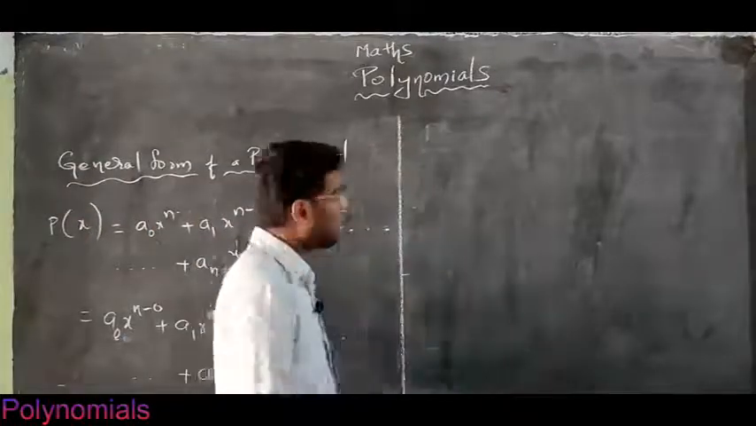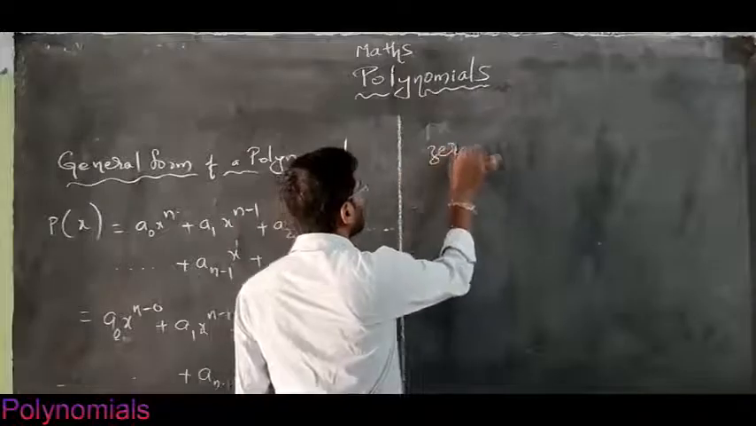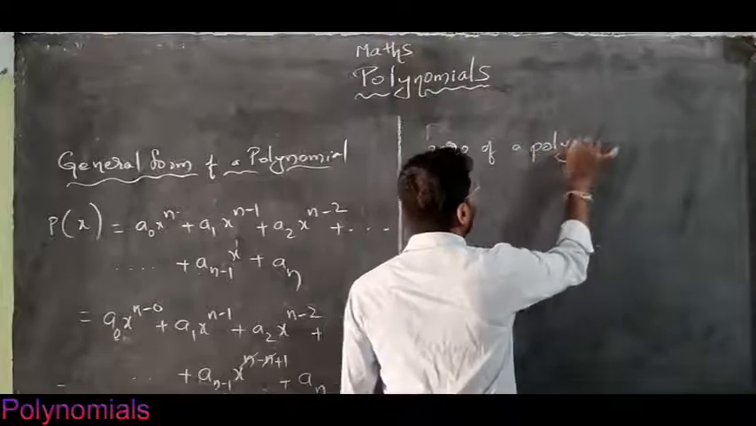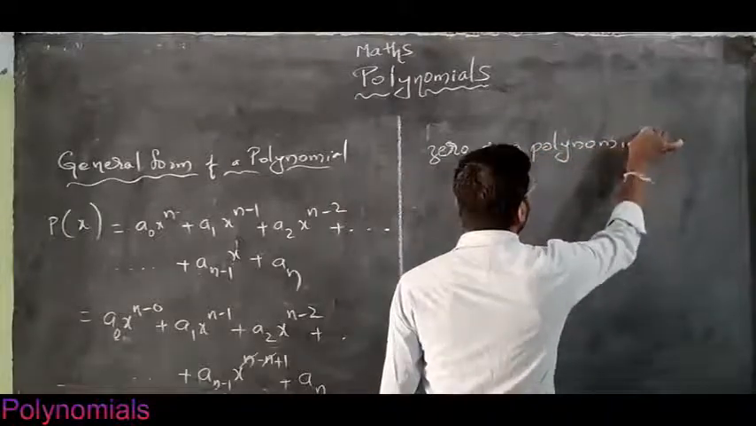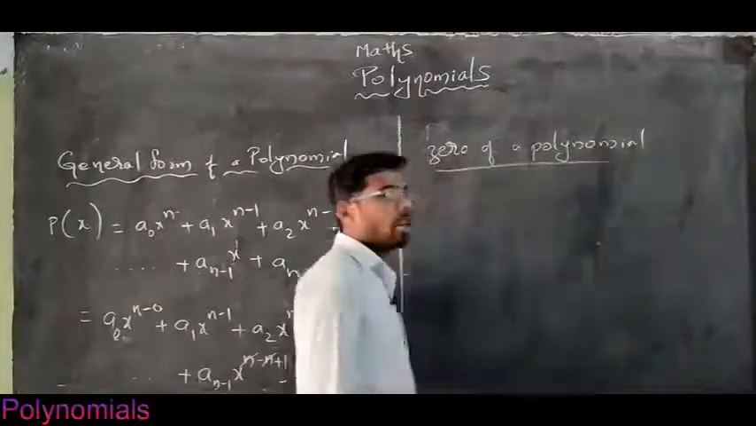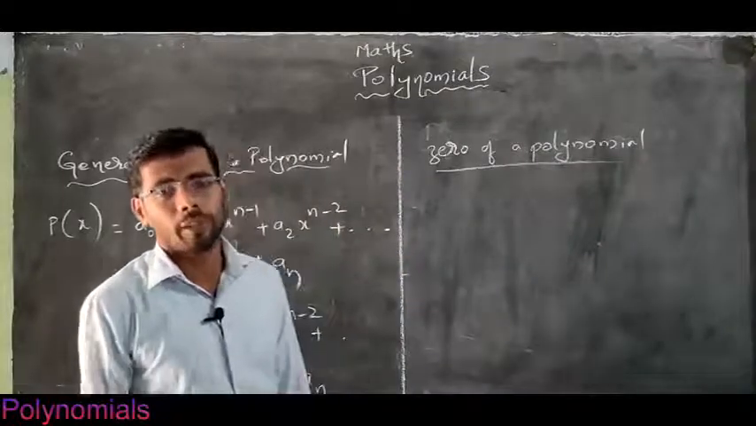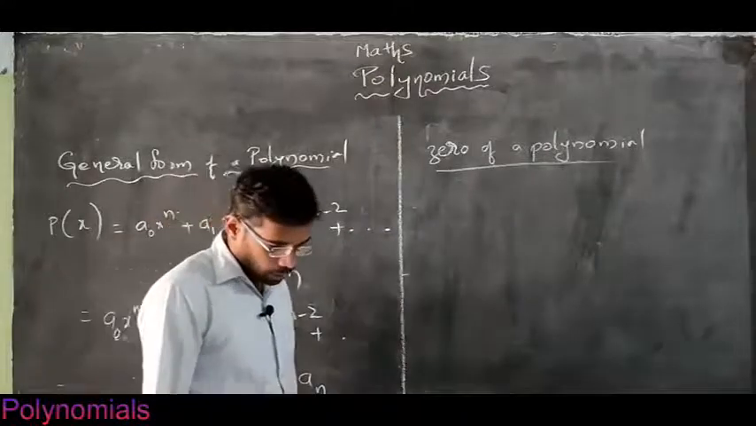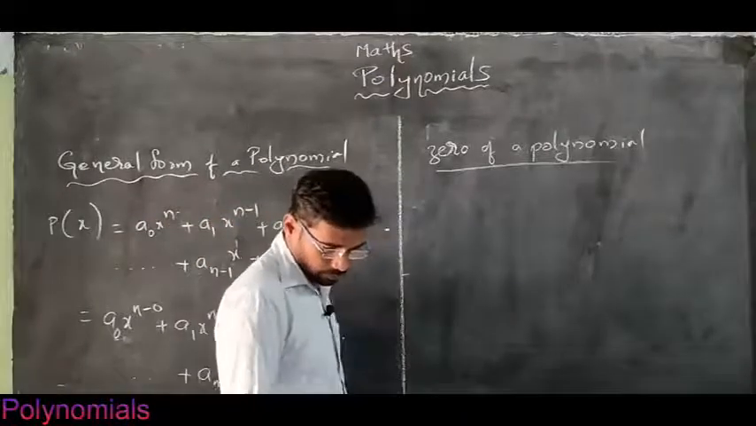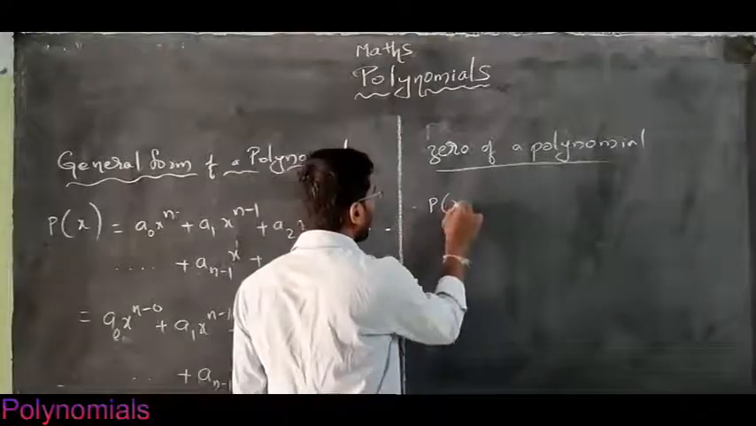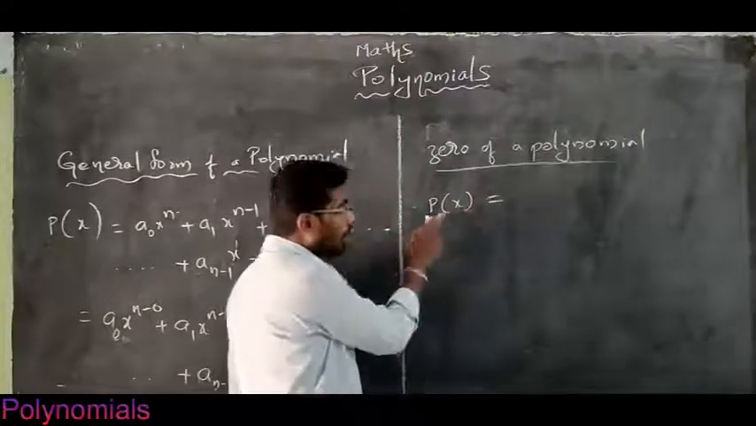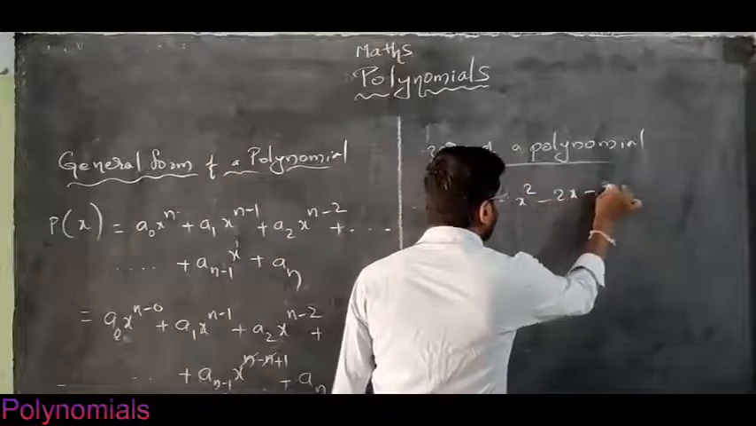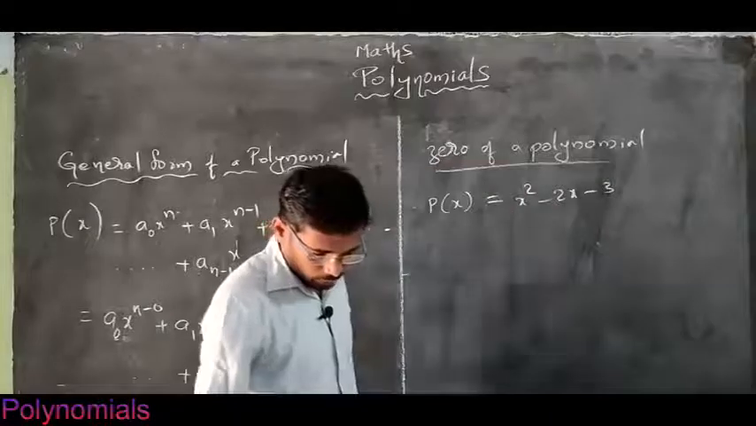Now next, the zero of a polynomial. Zero of a polynomial means what? It is the value for which the polynomial's value becomes 0. That we call a zero of a polynomial. Suppose I take a polynomial p of x, a polynomial in variable x. I am taking one polynomial p of x equals x square minus 2x minus 3.